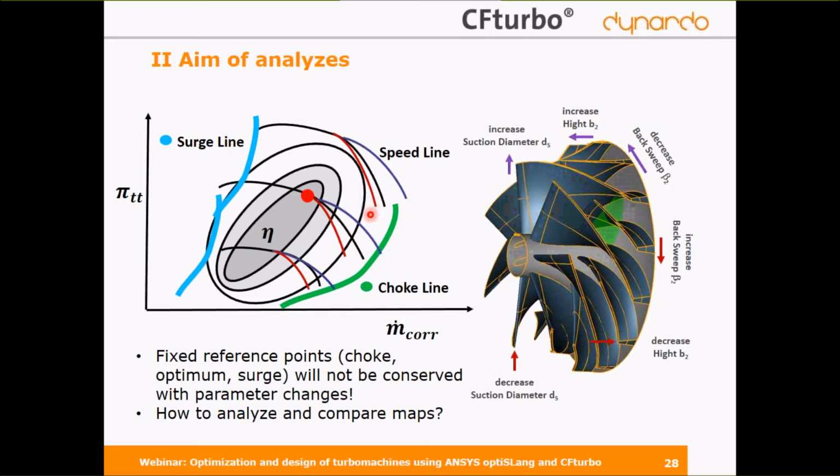So the question is now, how can we analyze these performance maps and how can we compare different performance maps if these reference points are not conserved? So this is the question and the aim of this analysis.